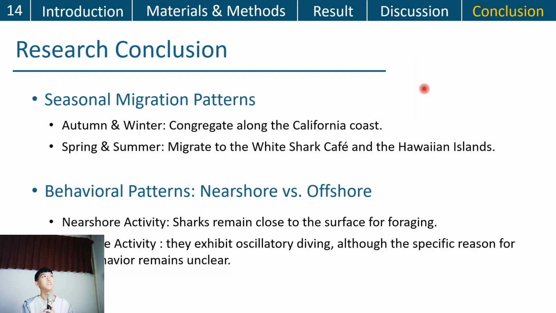Okay, and this is the study's research conclusion. On the seasonal migration patterns, in autumn and winter they stay near the California coast, and in spring and summer they migrate to the White Shark Cafe and go to the Hawaiian Islands.